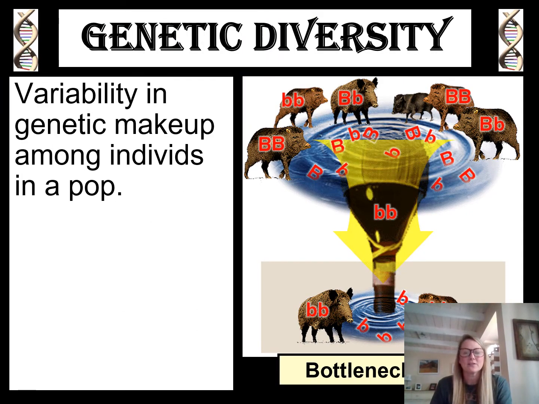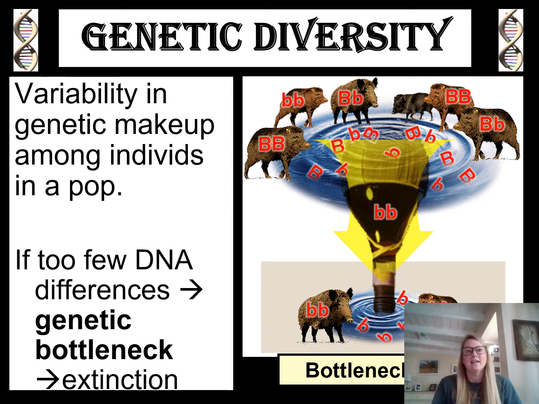So genetic diversity is a measure of how genetically different an area is. So what are the variations that exist in a population in an area? And if there are too few DNA differences in a population, that can lead to something called a genetic bottleneck. And when that happens, the population is more at risk for extinction.